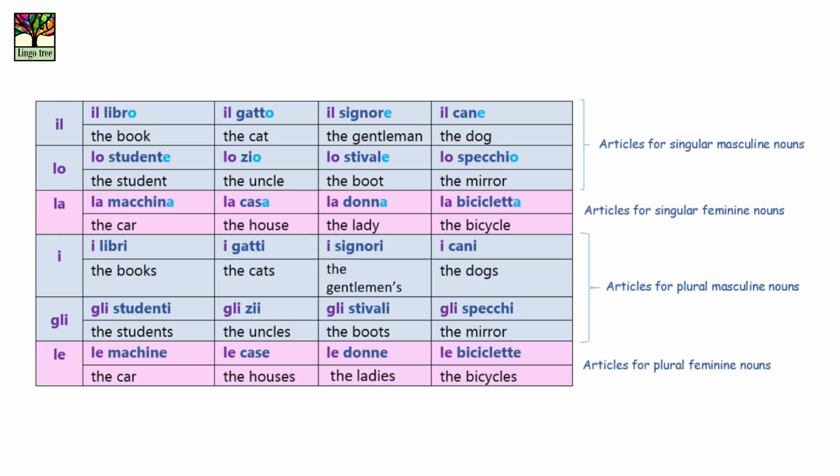With this small hint, we hope to have helped you easily identify the gender of a noun and consequently helped you better understand the Italian definite articles. For more examples, please take your time to view the following chart.